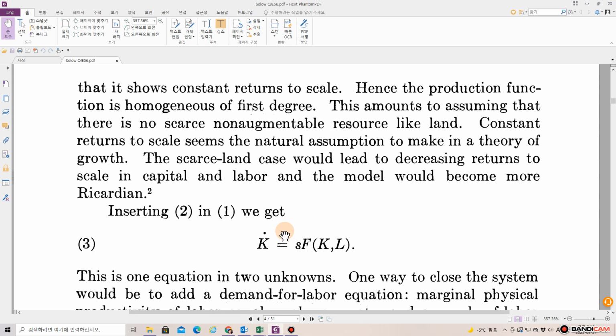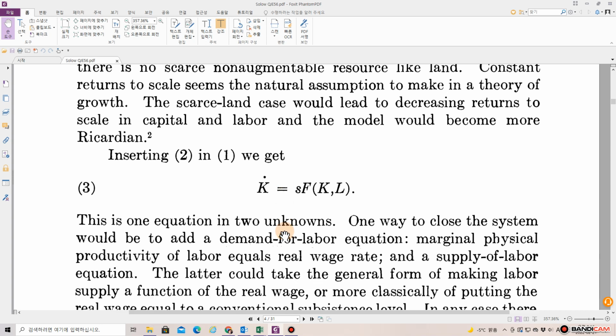This amounts to assuming that there is no scarce, non-augmentable resource like land. Constant returns to scale seems the natural assumption to make in a theory of growth. The scarce land case would lead to decreasing returns to scale in capital and labor, and the model would become more Ricardian. Inserting 2 in 1, we get K dot = sF(K, L).